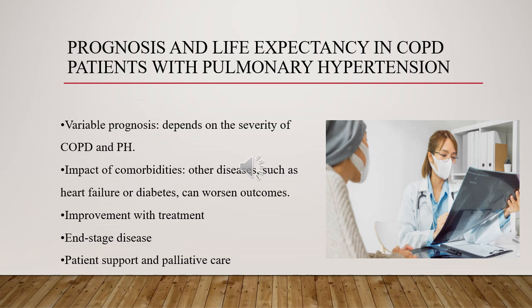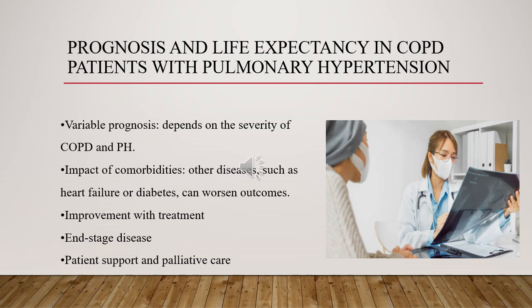Comorbidities such as heart disease, diabetes, or obesity can further complicate the management of both COPD and pulmonary hypertension, leading to worse outcomes. However, early detection and comprehensive treatment, including oxygen therapy, pharmacologic management, and pulmonary rehabilitation, can slow disease progression and improve survival rates.